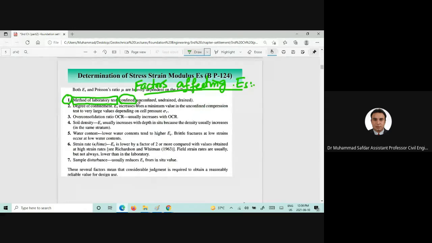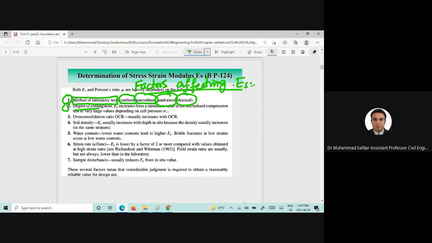The type of test matters. If it's confined, it will give us a different stress strain behavior, and if it's unconfined, or if we are performing a test in an unconfined compression apparatus, then the stress strain behavior would be different. If we are performing in undrained condition in triaxial loading or drained condition in the triaxial apparatus, the stress strain behavior would be different and the modulus of elasticity would also be different.